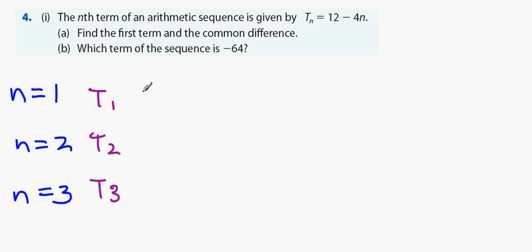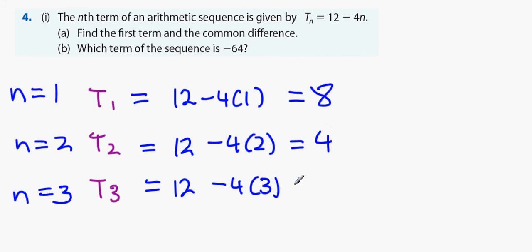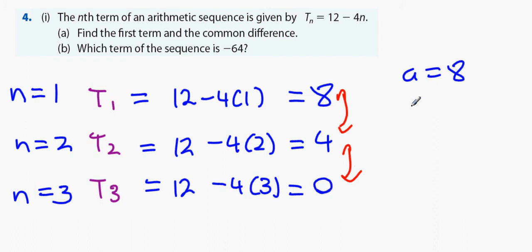So what we can find out from this is the following. We can replace in n. So 12 minus 4 times 1 equals 8. The next one is 12 minus 4 times 2, and this gives you 4. And then the last one is 12 minus 4 times 3, and that's going to get 0. So a equals 8, and as you can see, the common difference between each one is d equals minus 4.